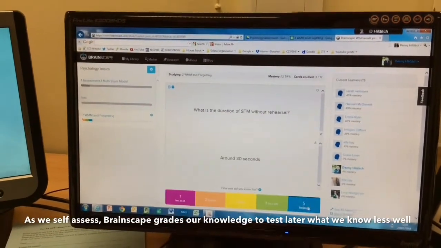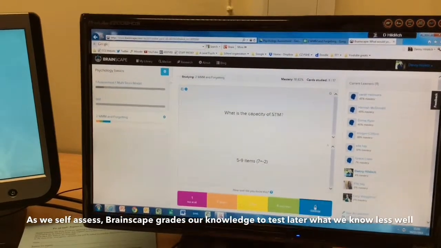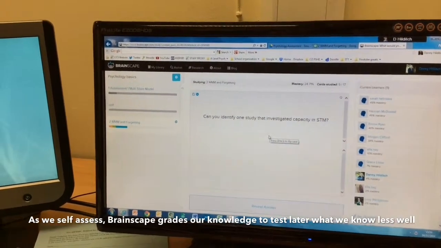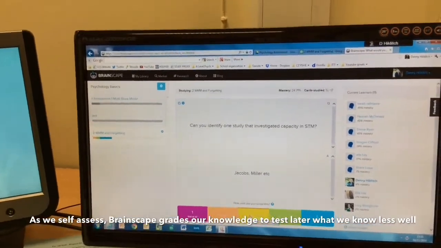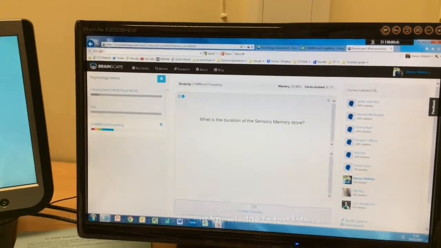What's the duration of short-term memory without rehearsal? 30 seconds, I knew that perfectly. What's the capacity of short-term memory? 5 to 9 items, so plus or minus two, so I knew that. One study that investigated capacity: I think it was called Miller's study, I think. Or was it Miller's? I'm not really sure. Reveal the answer. It was Miller, but I didn't really know that. I was guessing, I think. So I'm going to go for not at all, actually. I didn't know that. What's the duration of the sensory memory store? 1 to 3 seconds.